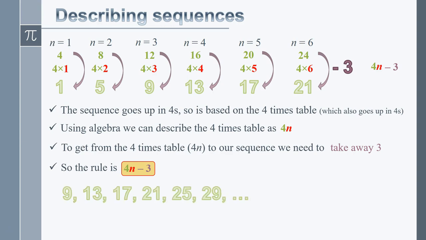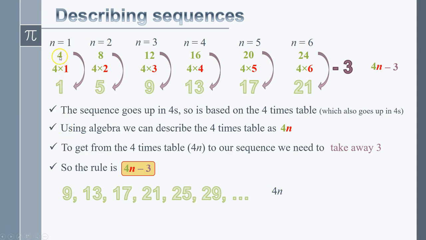Okay, so we had 2 sequences on the other slide. Here was the other one. So this one starts at 9, 13, 17, 21, and so on. And we know that one goes up in 4, so we know it's based on the 4 times table, so we know my rule is going to contain 4n. So now we're thinking, how do I get from the 4 times table up to my term?